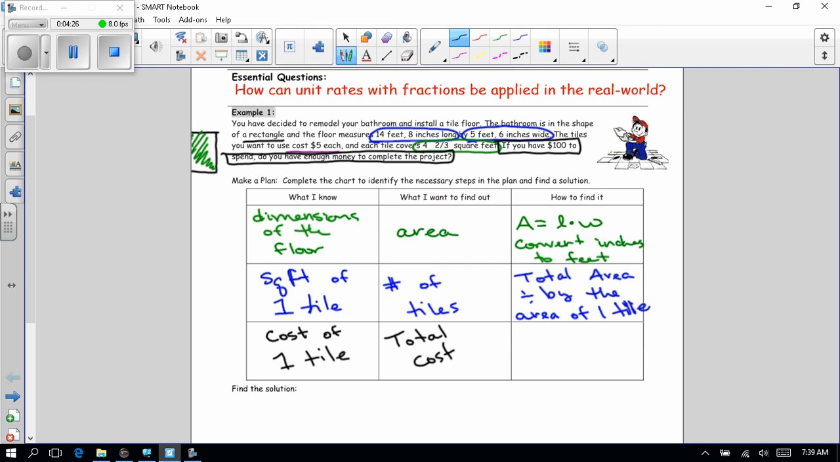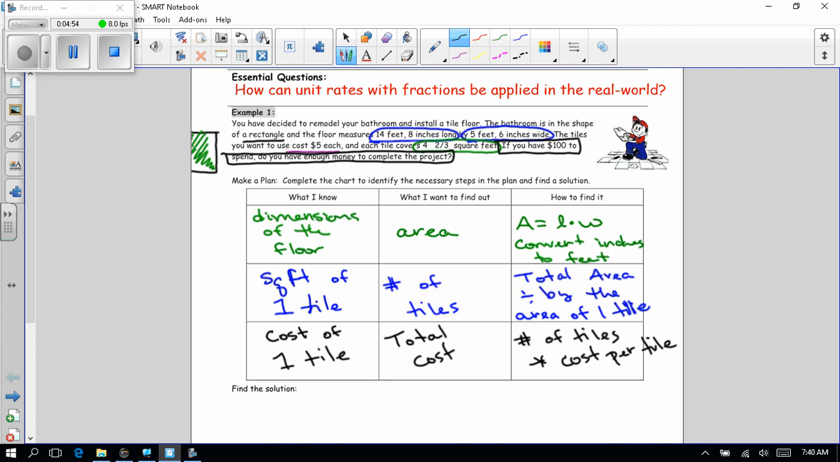Right? I need to know the total cost of this whole project. And how do I find it? Right? How do I find that? Well, I'm going to have to take my number of tiles, the number of tiles that I need, and multiply it by the cost per tile. All right, so there's my game plan.